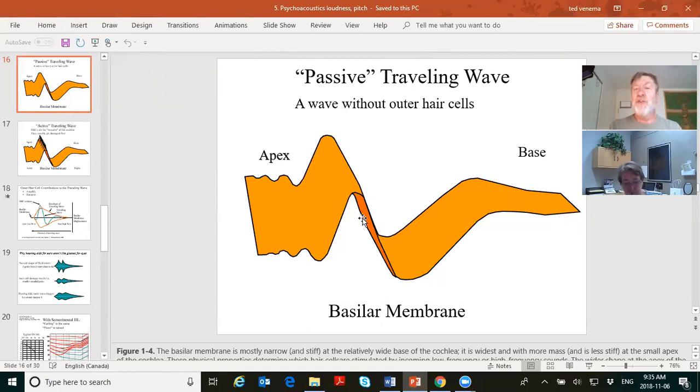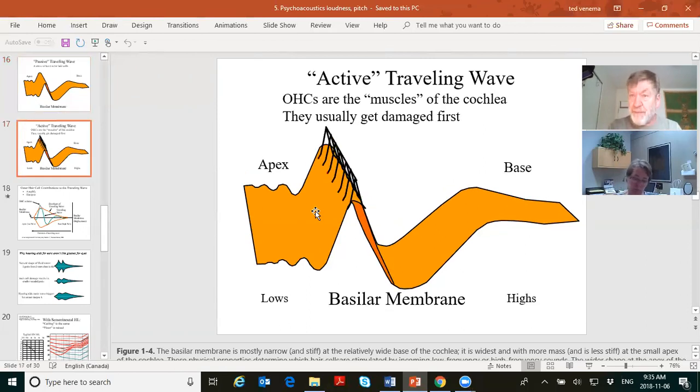And lows would be more toward the apex because, hey, that part of the basilar membrane is going to resonate with low frequency sounds because it's got more mass and less stiffness. Whereas the base of the cochlea has less mass and more stiffness, so it will resonate with highs. And so high frequencies will cause a traveling wave that will occur near the base, and low frequencies will cause one that occurs near the apex. Now, with outer hair cells, you can see the twofold action here.